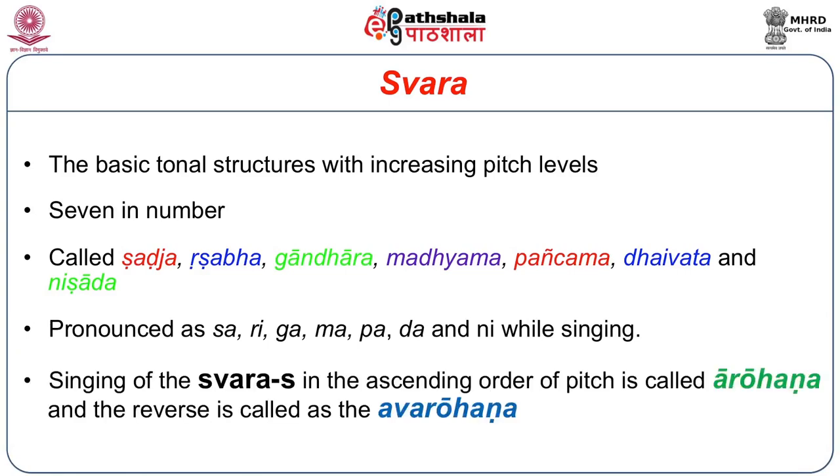The singing of the swaras sa, ri, ga, ma, pa, da, ni in the ascending order of pitch is called arohana, and the singing of the swaras in the descending order of pitch is called avarohana. Let me just demonstrate the singing of sa ri ga ma pa da ni sa, ni da pa ma ga ri sa in the scale Mayamalavagaula.